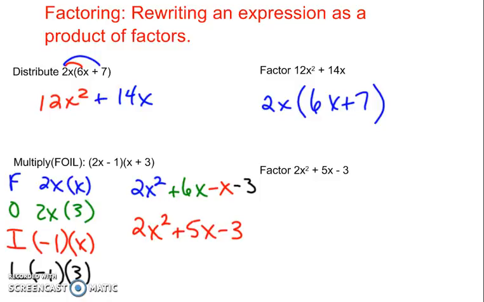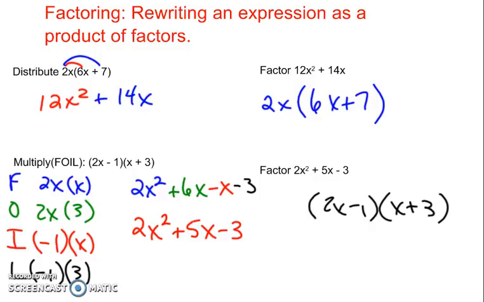Again, there's our product. But when we factor, we start with the product and end with the factors. So if we factor 2x squared plus 5x minus 3, it factors to 2x minus 1 times x plus 3.